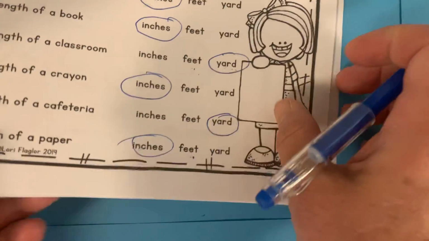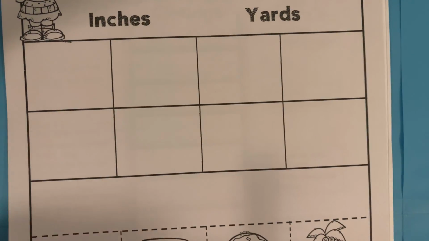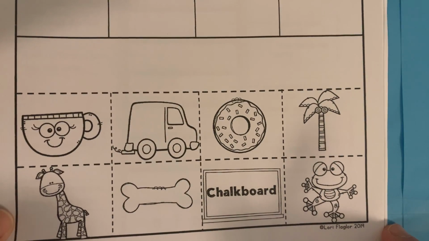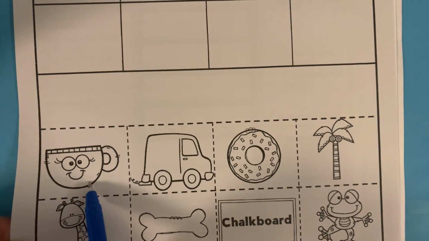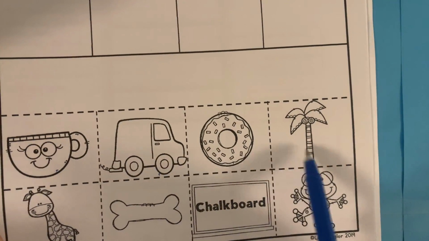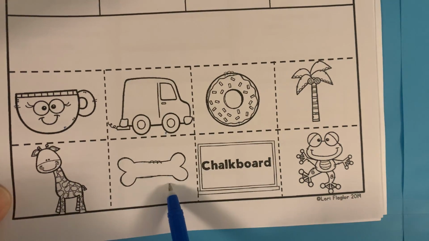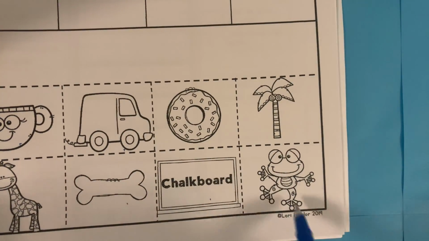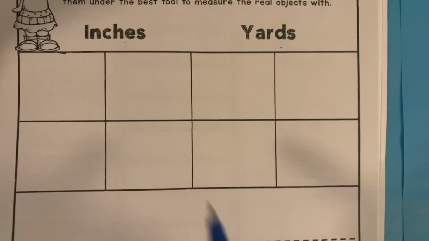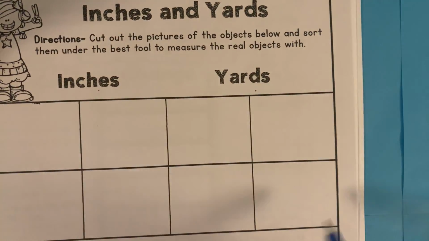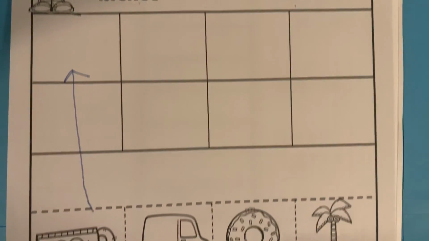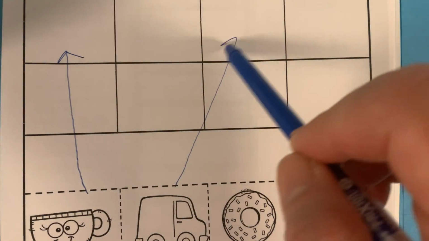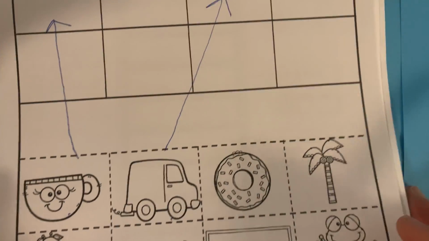So on this next page you can either cut out or just draw arrows. You can color these pictures if you want. You're going to choose between inches and yards. A teacup, a van, a donut, a tree, a giraffe, a bone, like a dog bone, a chalkboard, and a frog. And decide which 4 you would measure with inches and which 4 you would measure with yards. Either draw an arrow from it, like this, or this, or you can cut it out if you want and use your glue.